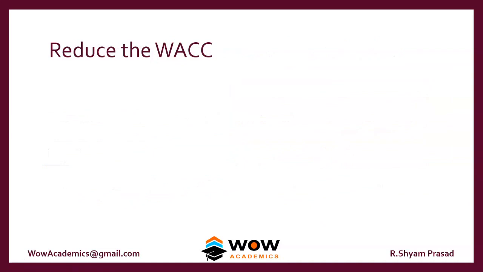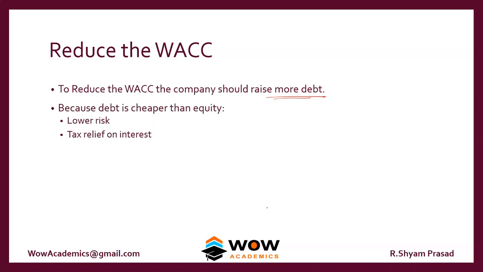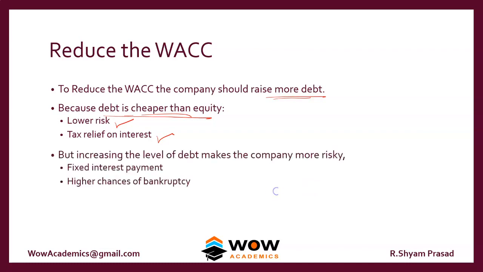So how can we reduce the WACC? To reduce the weighted average cost of capital, the company should raise more debt, because debt is actually cheaper than equity. It also results in a lower risk for the company, and it gives you a tax benefit, because interest is an expense, and expenses reduce your tax. So having debt is a cheaper form of cost of capital.